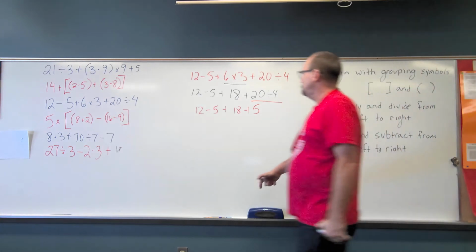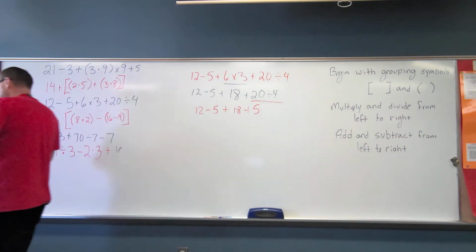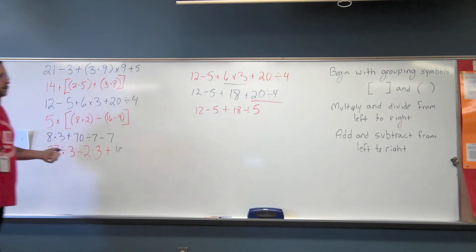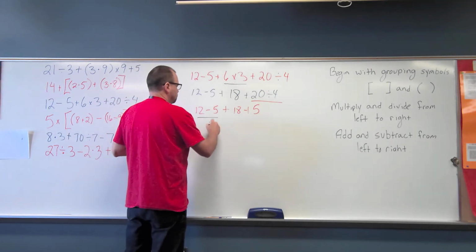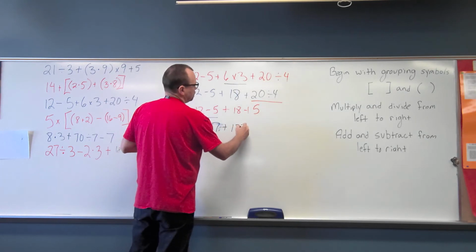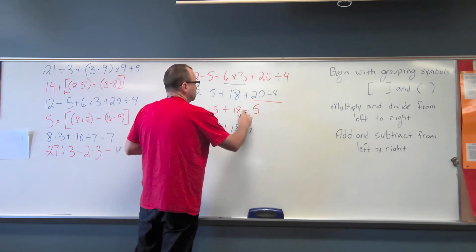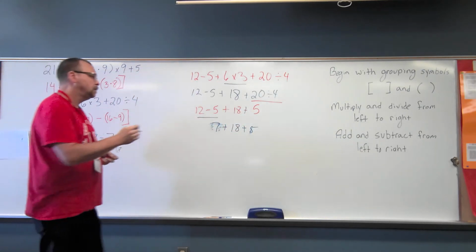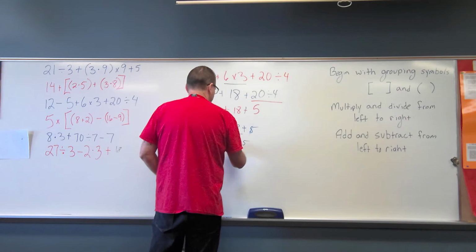Now, I know there's no grouping symbols. Are there any multiplication or division? No. So we have just adding and subtracting. You've been doing that forever where you work from left to right. So we have 12 minus 5, which is 7. 7 plus 18 plus 5. All right, so I have 7 plus 18 plus 5. 7 plus 18 is? 25. Plus 5 is? 30.